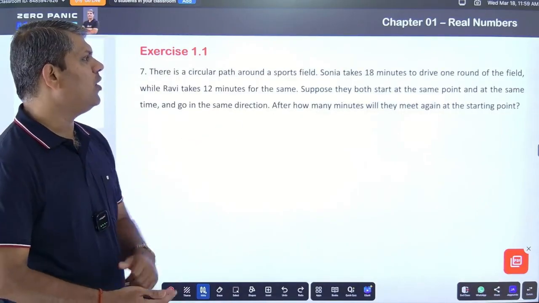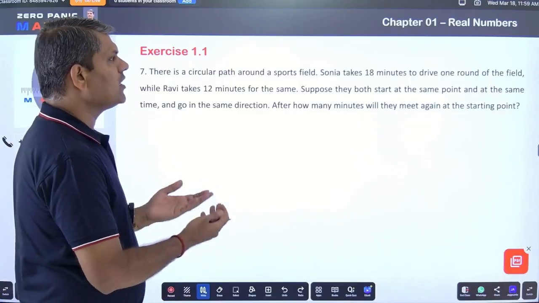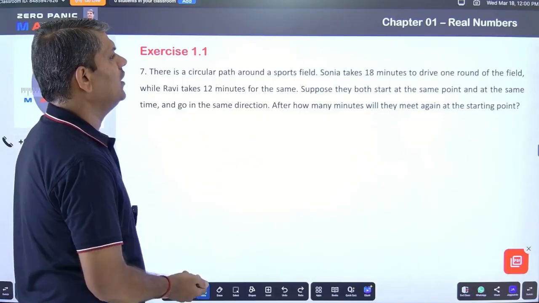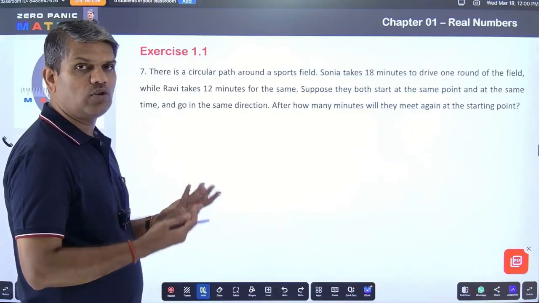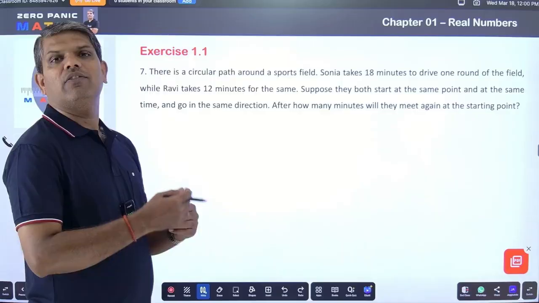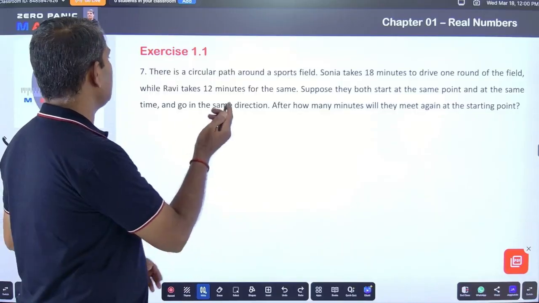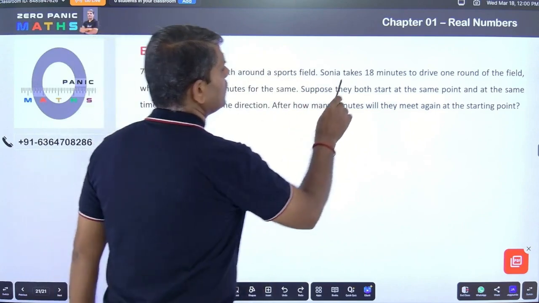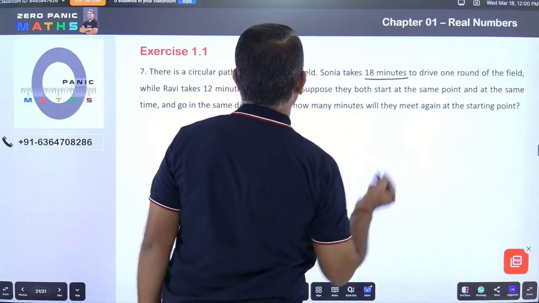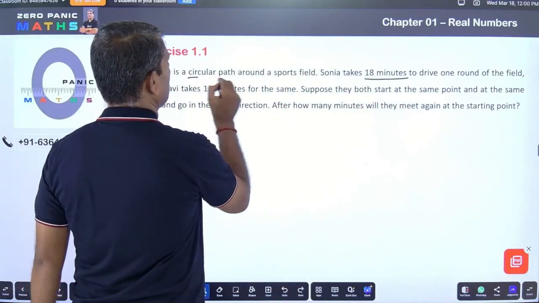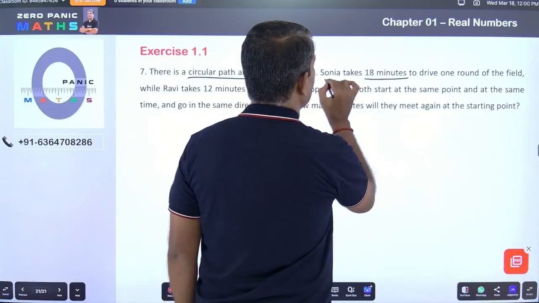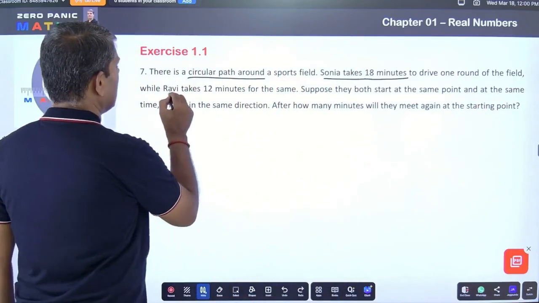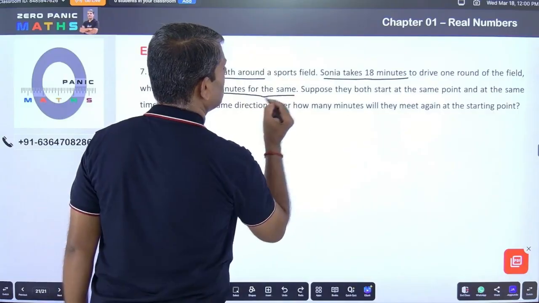Okay, this problem is little bit different from all the other problems that we have discussed till now, because this has given with some description, and we need to find out what is given and what we need to find out. Okay, now let us read this. There is a circular path around the sports field. Okay, Sonia takes 18 minutes. Okay, let us mark that. Okay, it is a circular path and Sonia takes 18 minutes to drive one round of the field, whereas Ravi takes 12 minutes for the same.